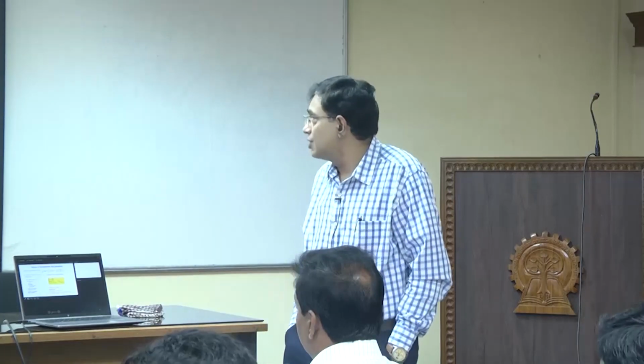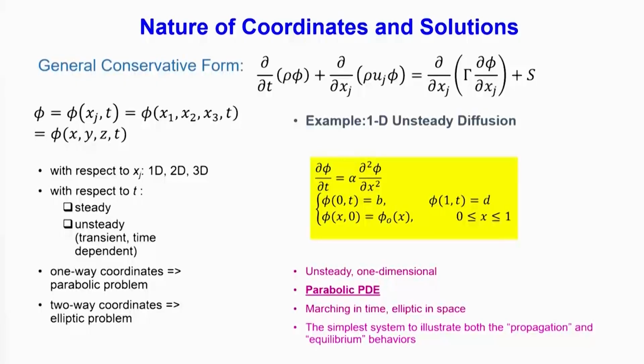and it is very important to understand that the nature of the equation, whether it is parabolic, elliptic or hyperbolic, will actually dictate what kind of numerical method we are going to use. So, let us take this example which is a one dimensional unsteady diffusion. If you put in place of phi temperature, it becomes the one dimensional unsteady heat conduction problem. So, you have some boundary condition, and some initial condition that at time equal to 0 you have some value.